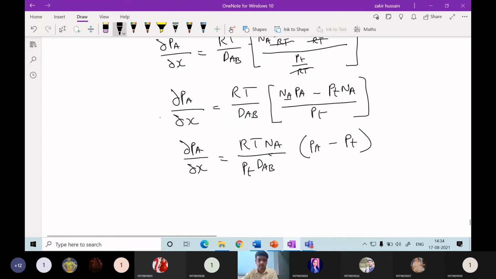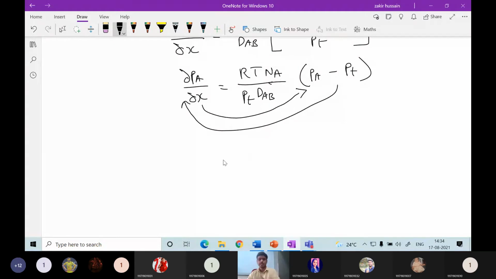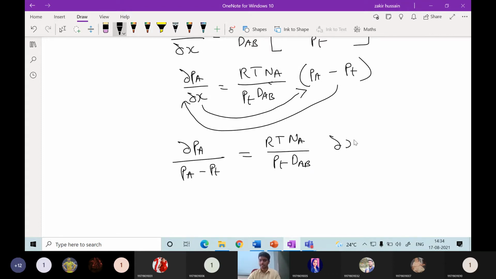Okay, thank you. Then next, we will send this to the denominator on the LHS side, and dou X we will carry to the other side, the RHS side. That is dou PA divided by PA minus PT is equal to RT into NA divided by PT into DAB into dou X. Just rearranging. Now we will fix the limits and integrate in between the limits.